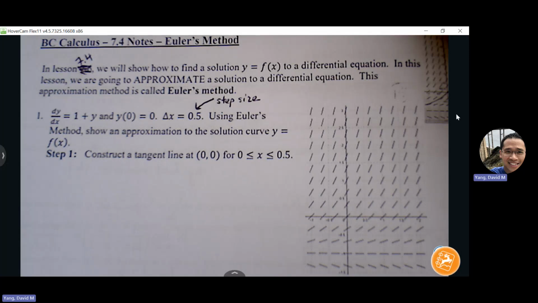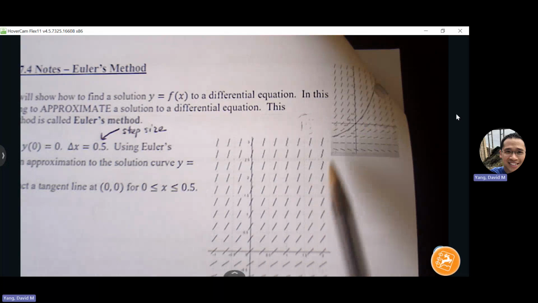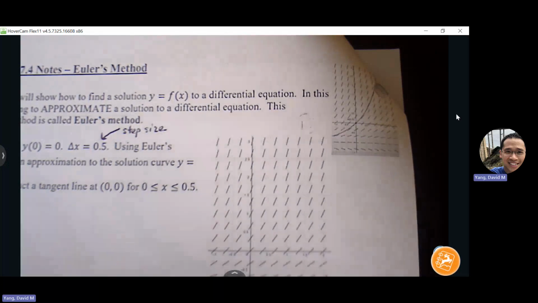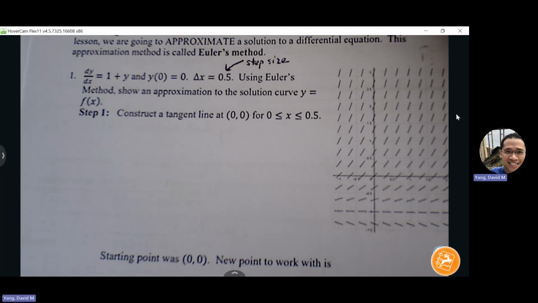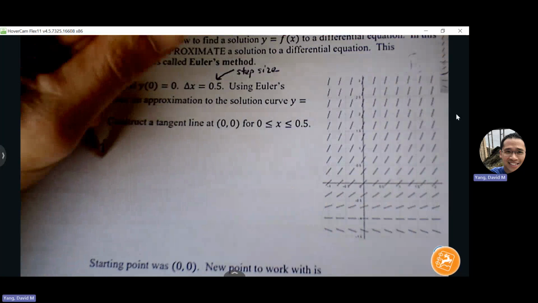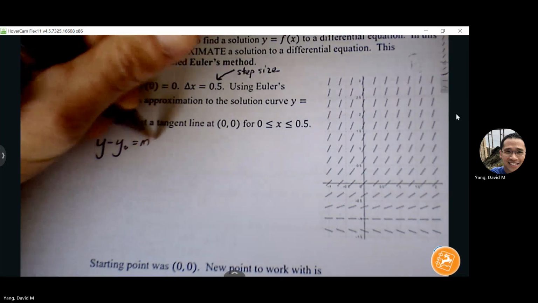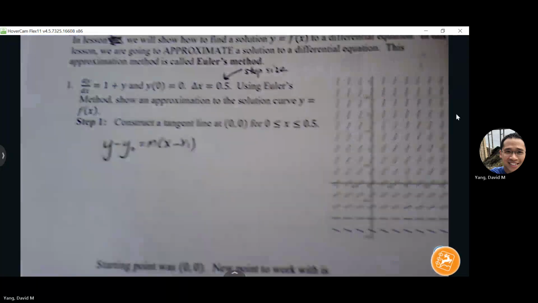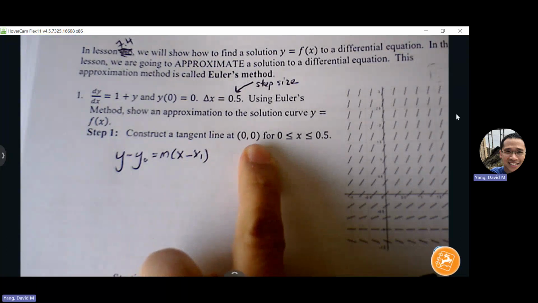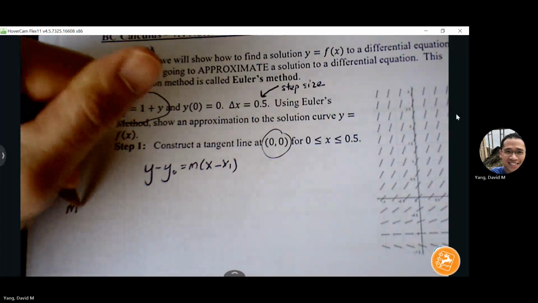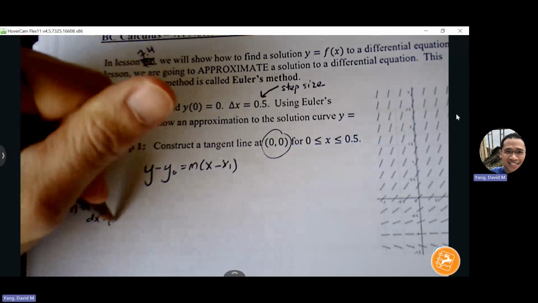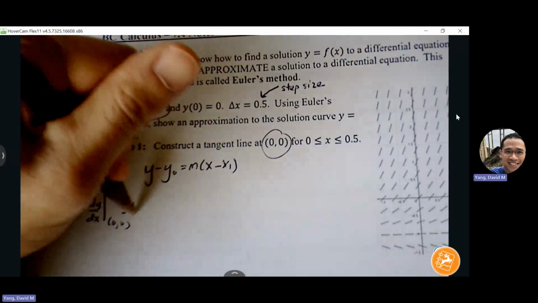Using this method, we're going to show an approximation to the curve y equals f of x. Again, this is what the actual curve looks like, and our curve should look something like that after we gather enough information. So step one is to construct a tangent line at 0, 0 for the function between 0 and 0.5. Here's our tangent line equation. We have our ordered pair to begin with, 0, 0. From this point, we can figure out the slope at that point. Our slope is dy dx at 0, 0. Just plug into the formula: I get 1 plus 0, which is 1.